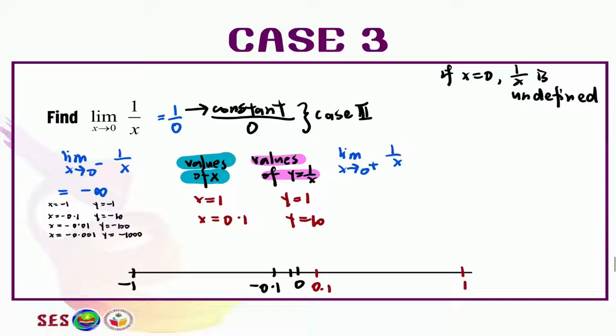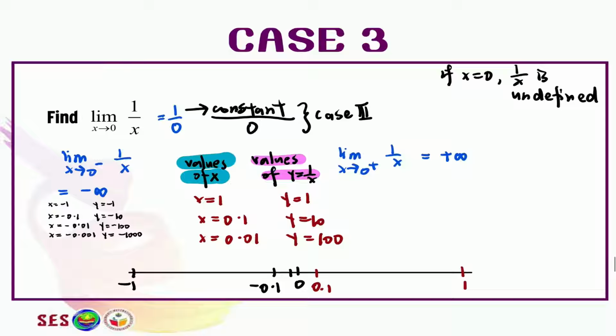And we know that even 0.1 is not close enough to 0 from its right. Let's take x equals 0.01. Then our value of y is equal to 100. See, this follows the same pattern just like the limit from the left. As we get closer to 0 from the right, the value of y will get bigger and bigger, but this time in the positive direction. So that makes our answer for the limit when x is approaching 0 from the right positive infinity.